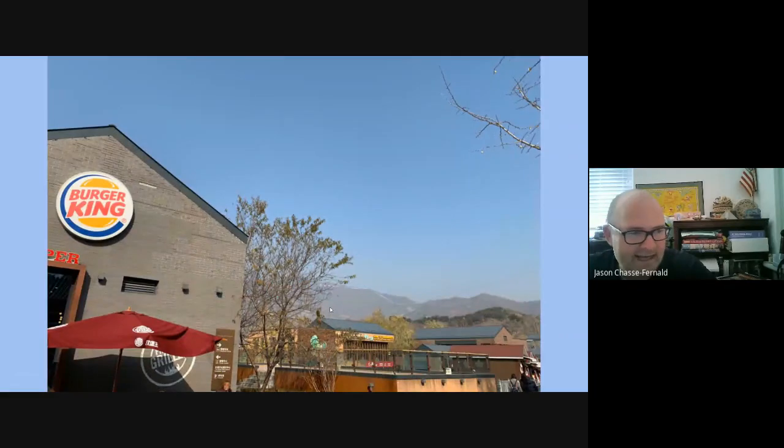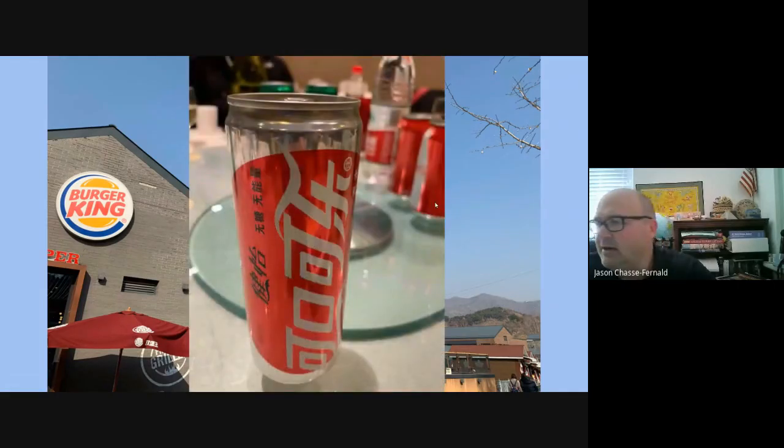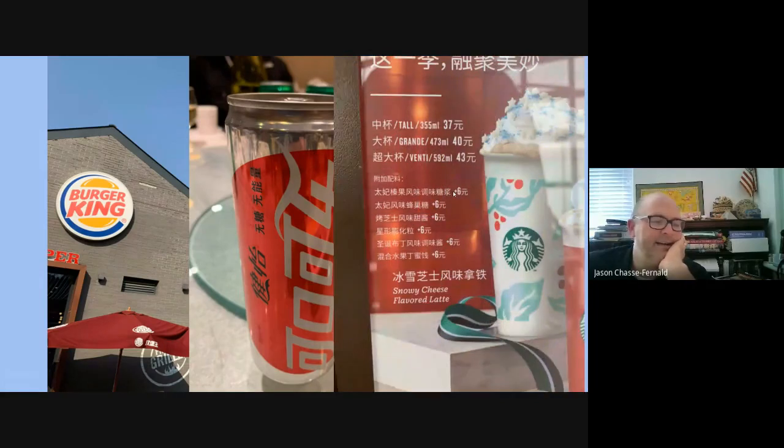This is one of many touristy areas before you go to the Great Wall. See the Great Wall up on the spine, or on the ridge, of that mountain. All right, so you will recognize a lot of multinational corporate presence from the United States when you go to China.